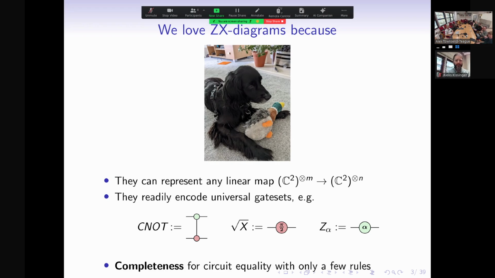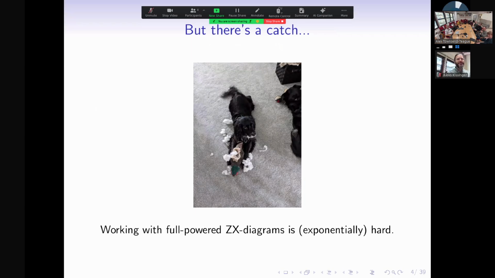What's on the picture? This is my dog Leela. This is the lovable slide about ZX diagrams. But then there's always a catch with these things, right? Just as my dog has 2 natures, so too do ZX diagrams. The catch is that working with full-powered ZX diagrams, as I already said, can be exponentially hard. If I draw 2 arbitrary random Clifford plus phase circuits, you wouldn't expect there to be an efficient way to check if those 2 things are equal, right? I wouldn't be able to efficiently rewrite one thing into the other one.